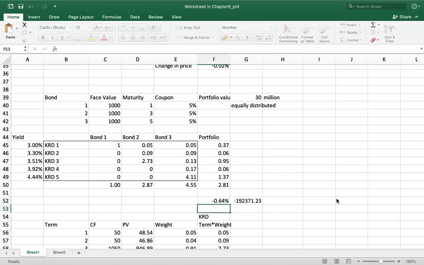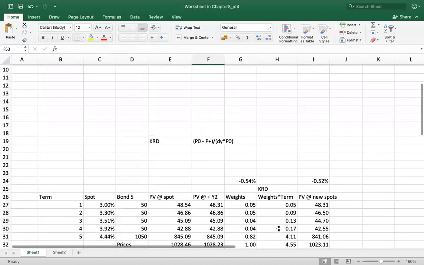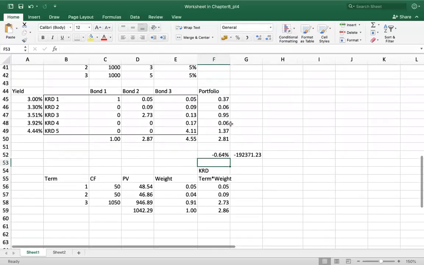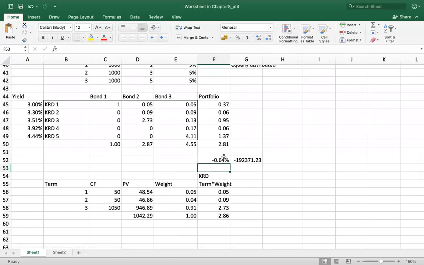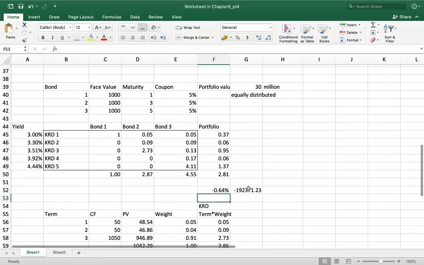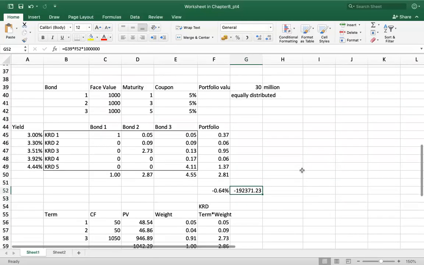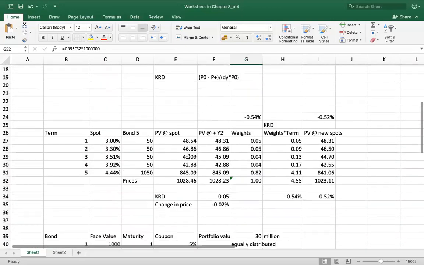until the fifth duration. So this says that if all the key rates change by certain basis points, the value of the portfolio will decrease by 0.64%, which will be equivalent to 192,371.23. So this is the key rate duration for the portfolio, and this is the key rate duration of the bond, and this is all about this concept of key rate duration.